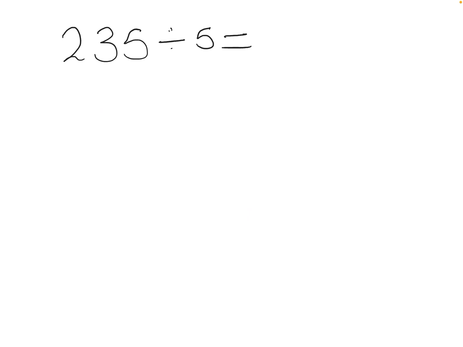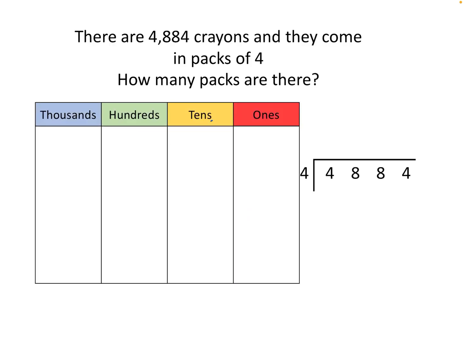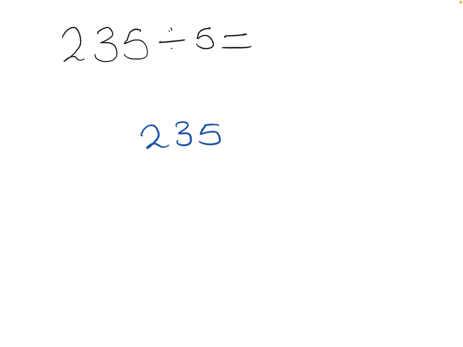Here we go. 235 divided by 5. How many 5s go into 2? 5 is bigger than 2, so I know it's not going to go in there. So what I do is I just carry that over. How many 5s are in 23? Now we've just done a similar calculation, we did how many 4s are in 20.